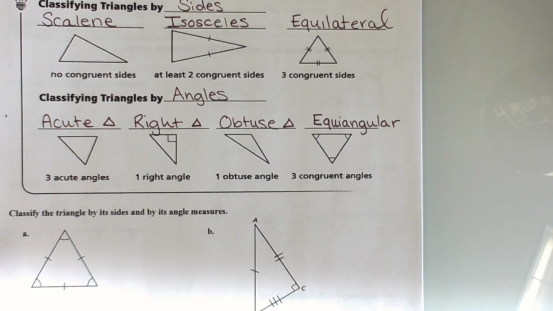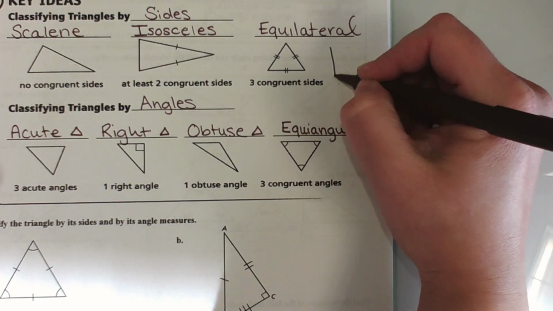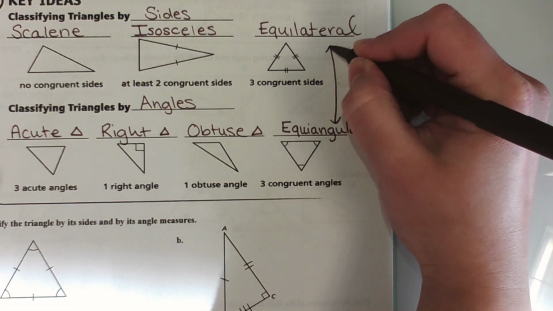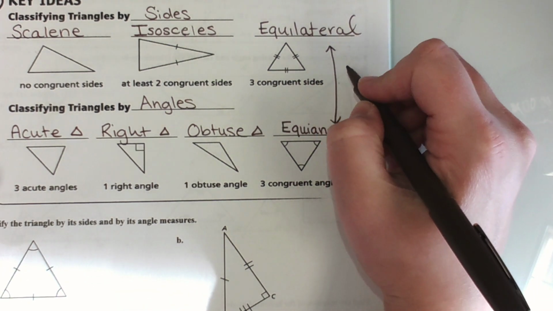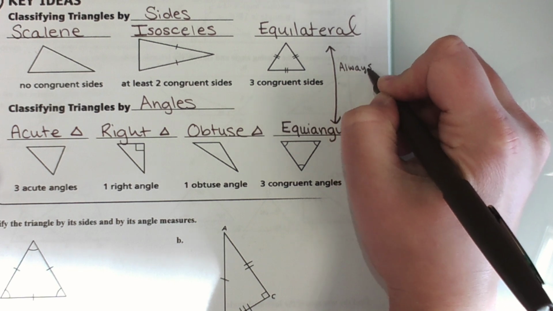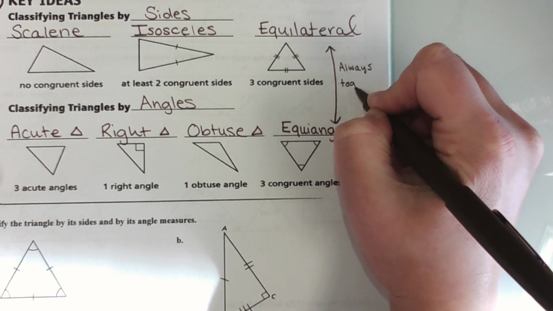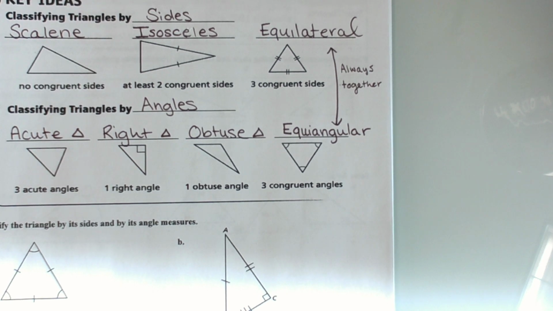One thing about equiangular triangles and equilateral triangles, by the way, is if it's one of these, it's both of these. These two are always going to be together. An equilateral triangle is equiangular, an equiangular triangle is equilateral.